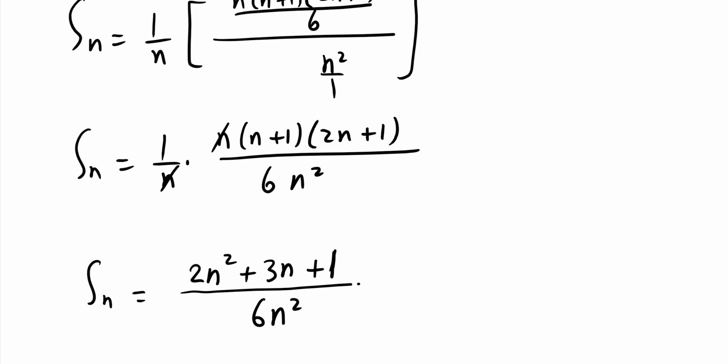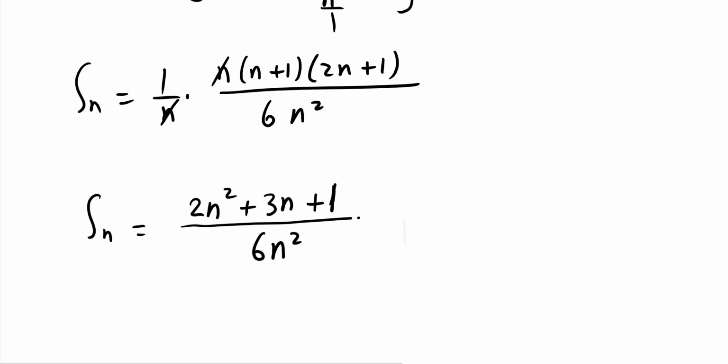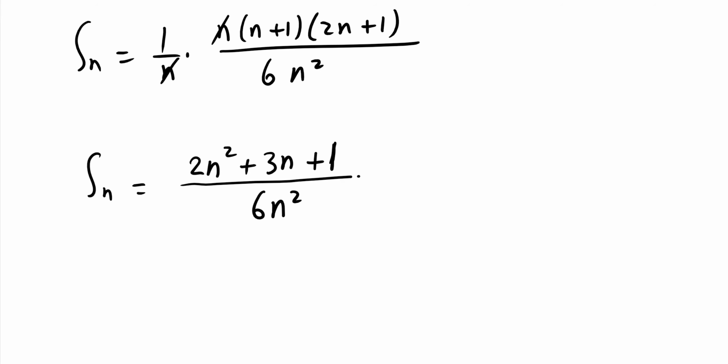Okay, so that's what we have so far. Now, this is the area under the curve of the n rectangles added together. Now, what I'm going to do here is to find the exact area under the curve.